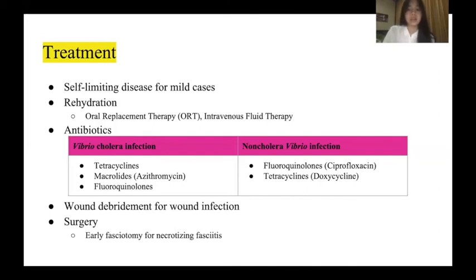A single oral dose of ciprofloxacin 1 gram or doxycycline 300 mg may be used to treat non-cholera Vibrio enteric infections. Wound infection caused by Vibrio may be treated with oral doxycycline 100 mg every 12 hours. Wound infection may also need debridement. For patients with necrotizing fasciitis, early fasciotomy less than 24 hours after manifestation of clinical symptoms may be life-saving.